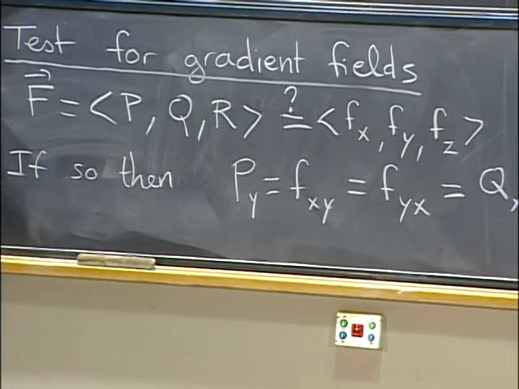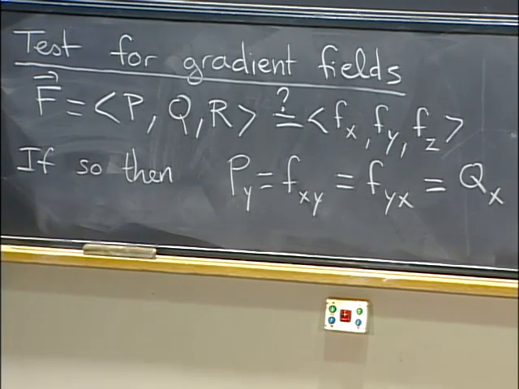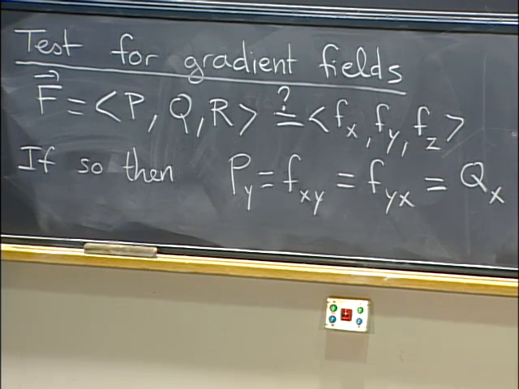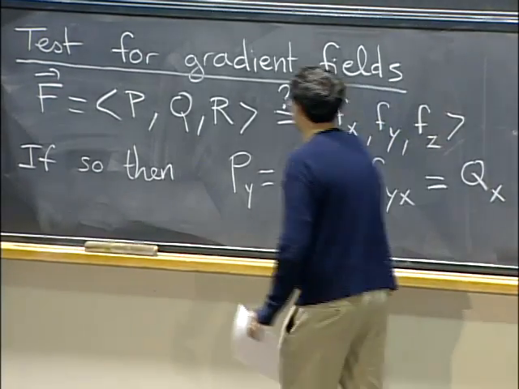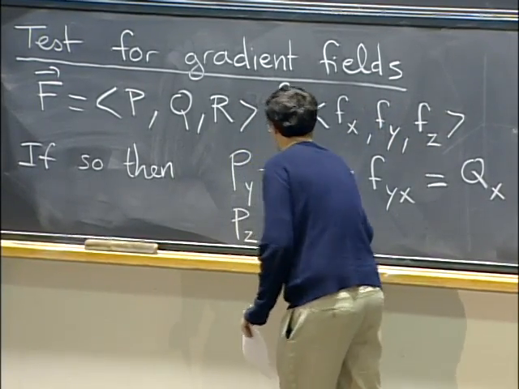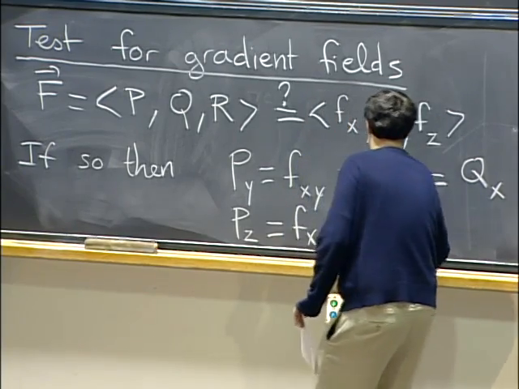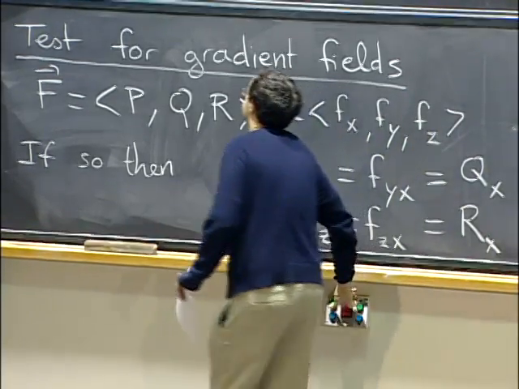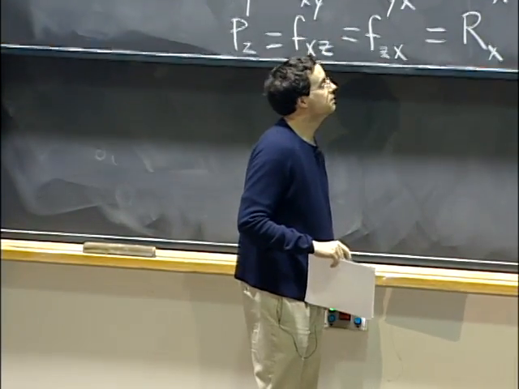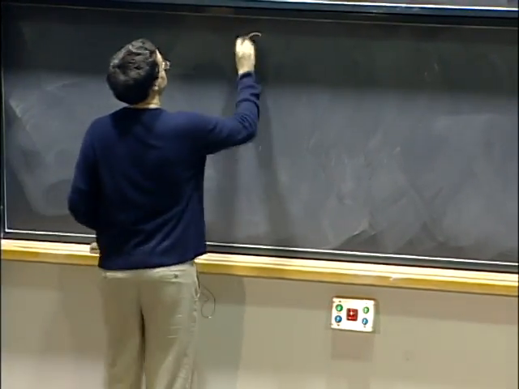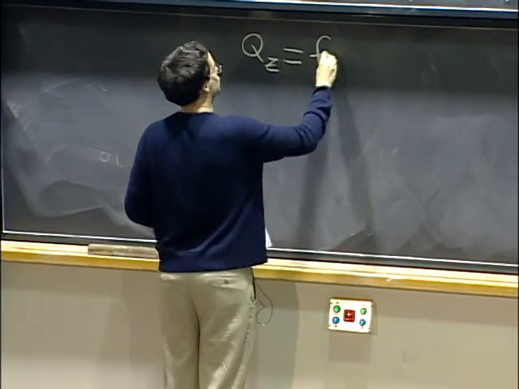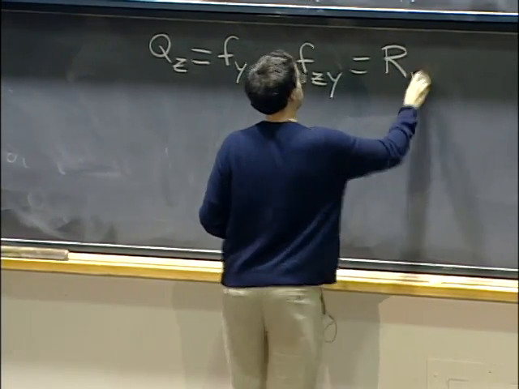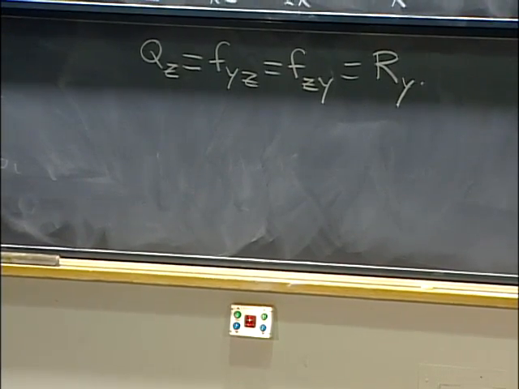Okay, so if you want, that's the part of the criterion that we already had when we had only two variables. But now, of course, we need to do the same thing when we look at x and z or y and z. So that gives us two more conditions. So p sub z is f sub xz, which is the same as f sub zx, so it should be the same as r sub x. And finally, q sub z, which is f sub yz equals f sub zy equals r sub y. Okay, so we have actually three conditions.